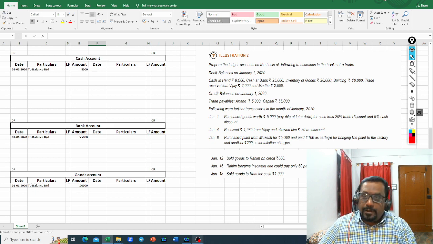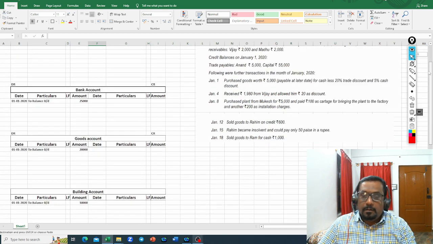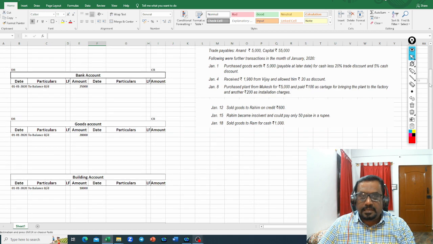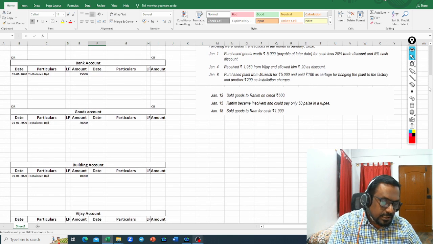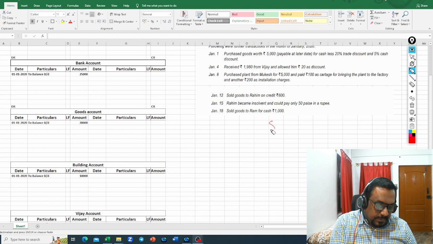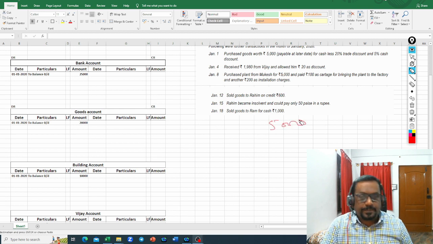Right now we have completed the opening balance. Now we are getting into the transactions. Here you see, purchased goods worth 5,000 for cash, less 20% trade discount and 5% cash discount. Guys, let me clarify that to you. We have purchased goods. How much? 5,000 worth of goods we purchased.